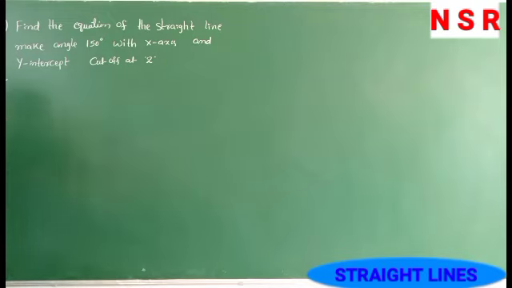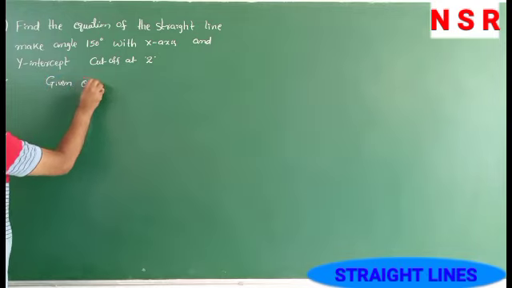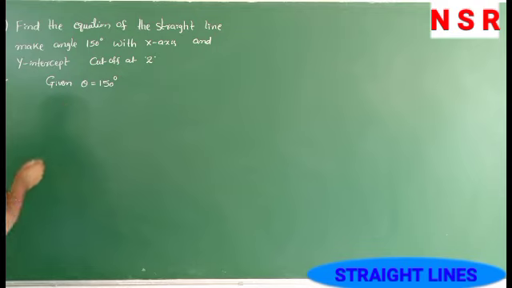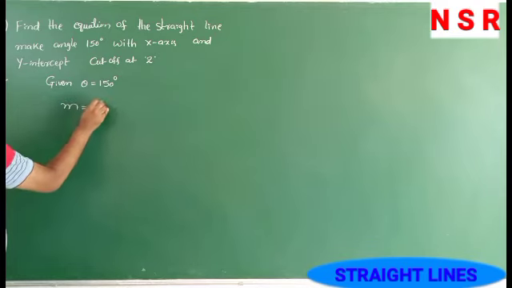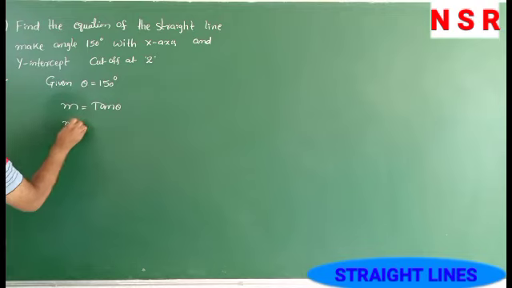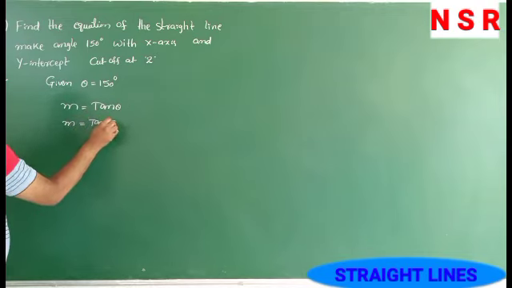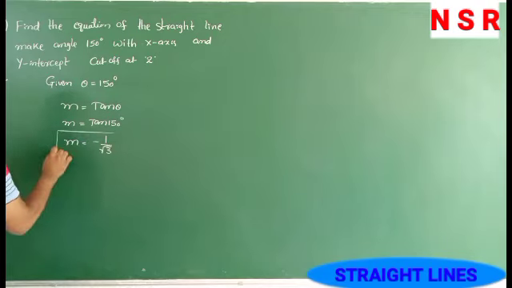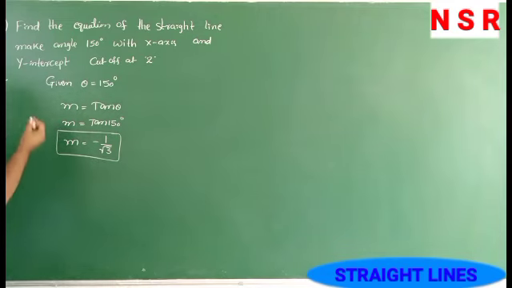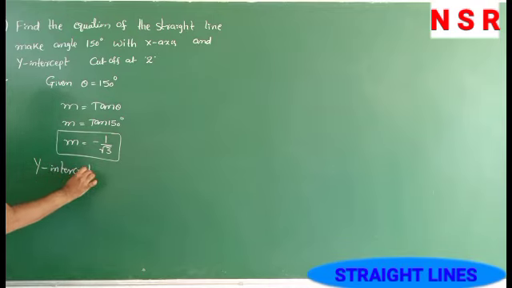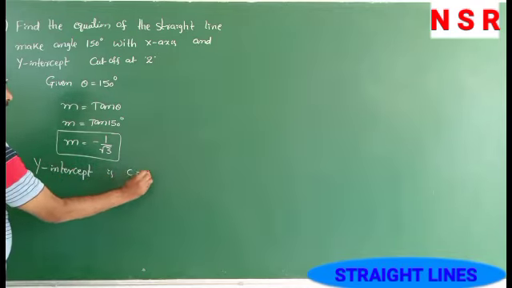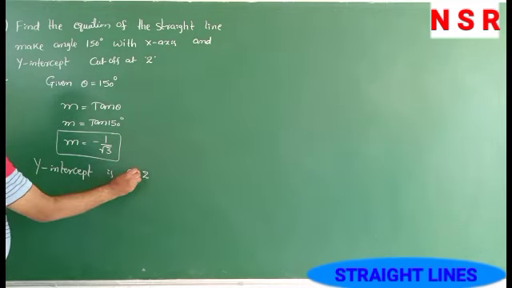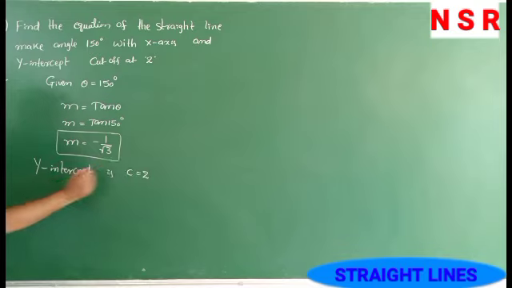By using this angle we can find the slope. First write here, given theta equal to 150 degrees. You know the slope of angle m is equal to tan theta. So m is equal to tan 150. You know the tan 150 value, it is minus 1 by root 3. Now slope m is equal to minus 1 by root 3. Here given y intercept is c equal to 2. Here we have only one intercept, so take it as c. So we get slope and intercept.